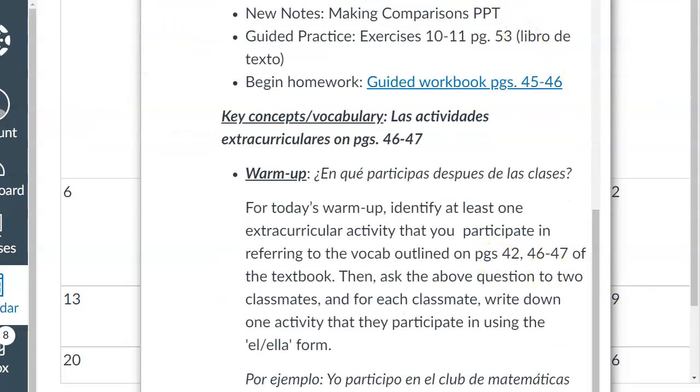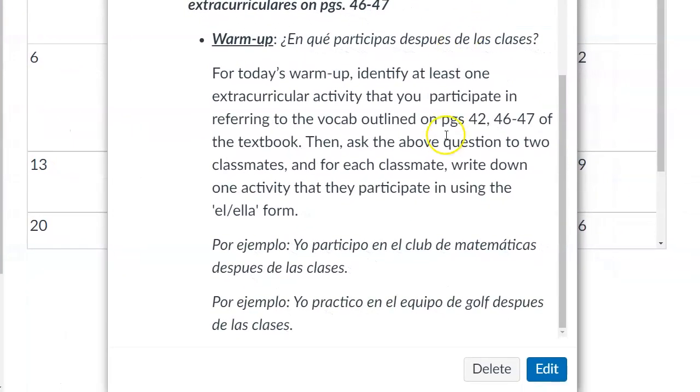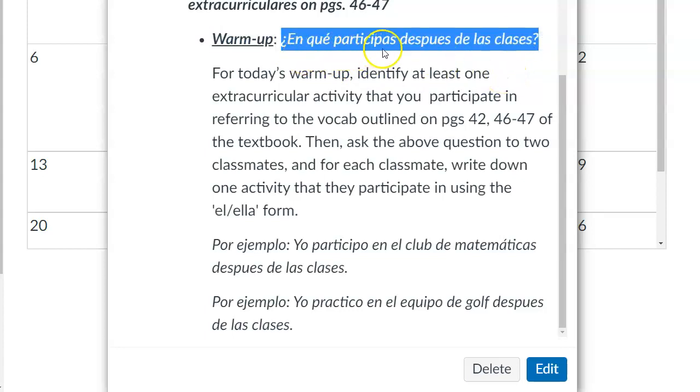For your warm-up for today, you guys are going to indicate an extracurricular activity or hobby or interest that you participate in, referring to the vocab outlined on pages 42 and 46 through 47 of the textbook. So, for example, yo participo en el club de matemáticas después de las clases. Or yo practico en el equipo de golf después de las clases. So, using the verb participar or practicar or any of the other verbs outlined there on page 42, indicate what your extracurricular involvement is or your hobbies or interests, answering the question, ¿en qué participas después de las clases? What do you participate in after school or after classes?